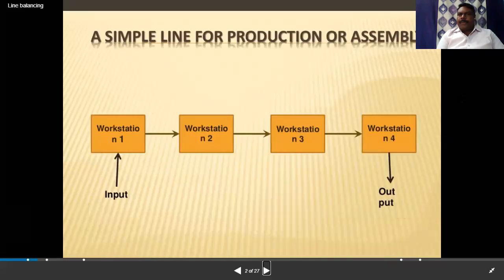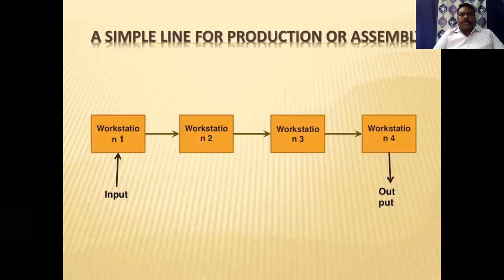So this figure shows us a simple line for production or assembly. Assembly is a section where we are going to assemble the goods and products. First, the input goes to the workstation. A workstation is a place where some machine does some piece of work, and it is then moved to the next workstation: second workstation, third workstation, and fourth workstation. Here we have four workstations, and you will get the output. So a simple line is called a line for production.